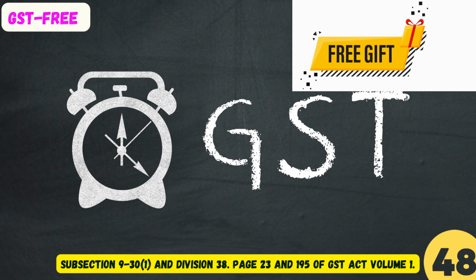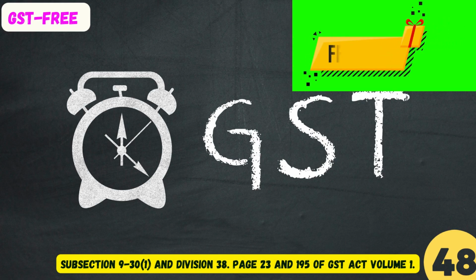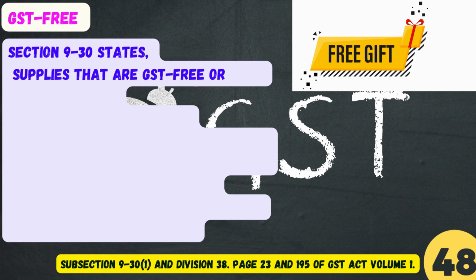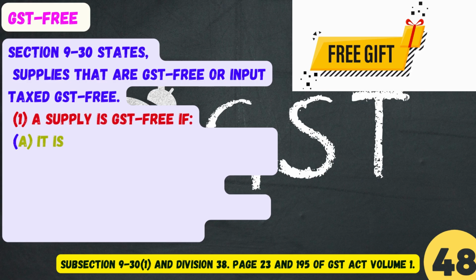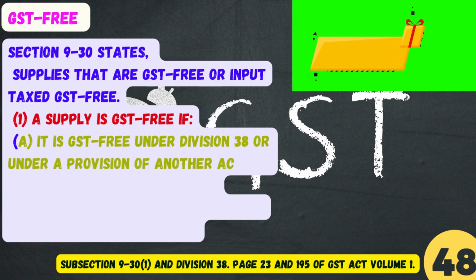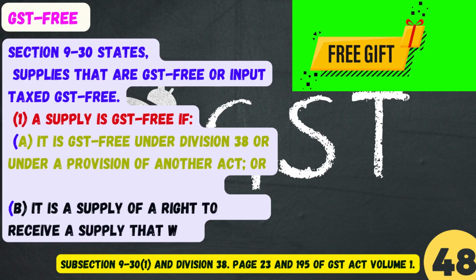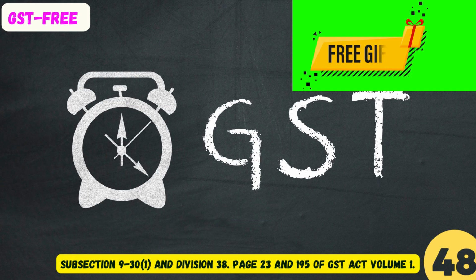Word number 45. GST free has the meaning given by subsection 9-30(1) and division 38. You can find these on page 23 and 195 of GST Act Volume 1. Section 9-30 states: supplies that are GST free or input taxed. 1. A supply is GST free if A. It is GST free under division 38, or under a provision of another act, or B. It is a supply of a right to receive a supply that would be GST free under paragraph A.